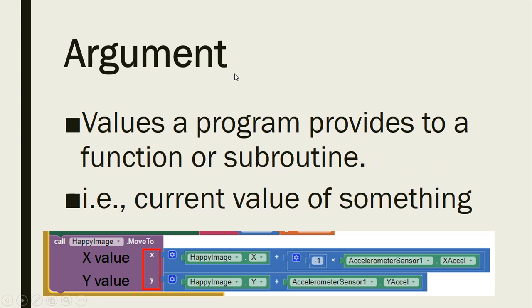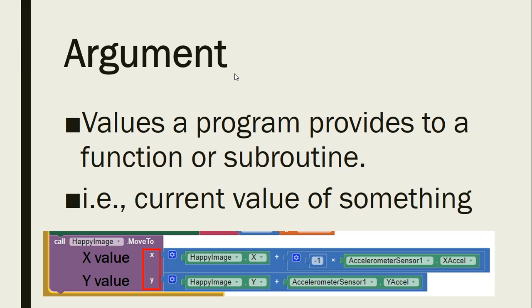The final one for today is something you're probably less familiar with, and that's argument. Again, we're not talking about two people having a disagreement over something, but in computer science, it's the values a program provides to a function or a subroutine. And I realize you're like, what's a function or a subroutine? But basically, it's the computer storing the current value of something, and it can use that argument to do things.